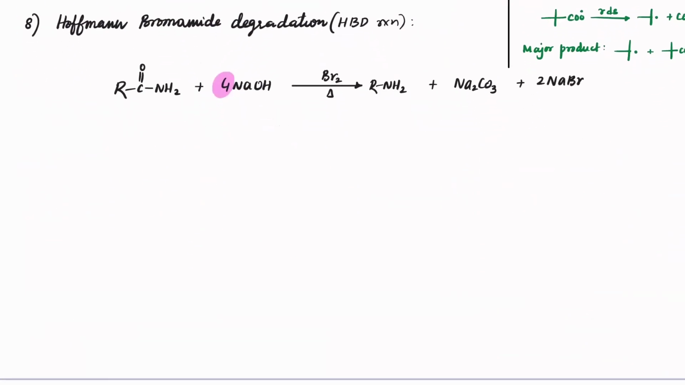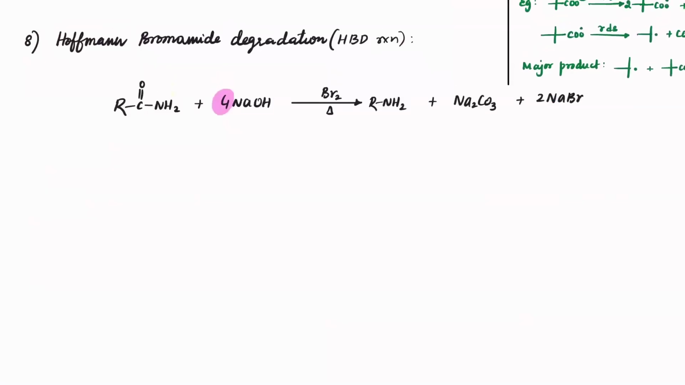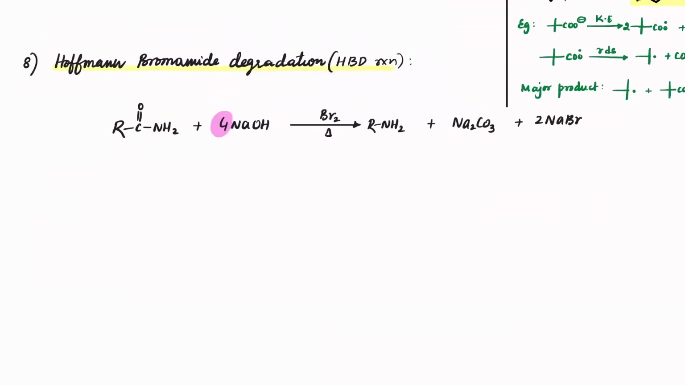The next one is a new reaction, which is Hoffmann bromamide degradation. You can remember it as the HBD reaction. The overall reaction is you take any amide and react with 4 moles of NaOH in the presence of bromine, or chlorine, iodine. But since it is mainly done by bromination, we call it Hoffmann bromamide degradation. Then we have RNH2 formation, and Na2CO3 and NaBr formation.